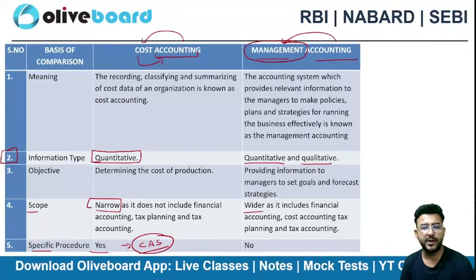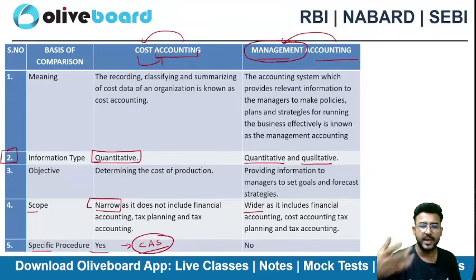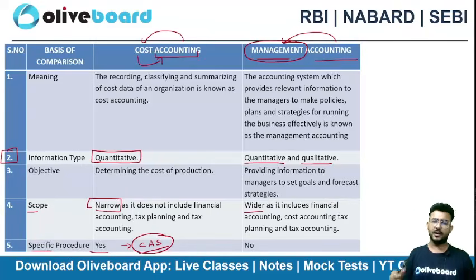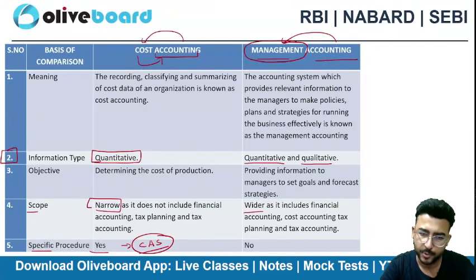Sir, is there any kind of rule in management accounting? No, there is no rule at all. The whole idea is to make accounting data useful for the managers so that they are able to take better decisions, right? So there is no specific procedure of doing management accounting. You can do it in your own way. You can definitely do it in your own way.